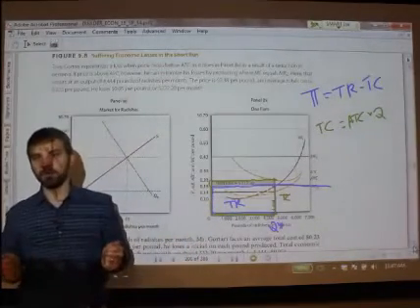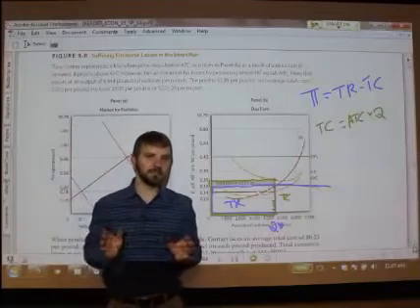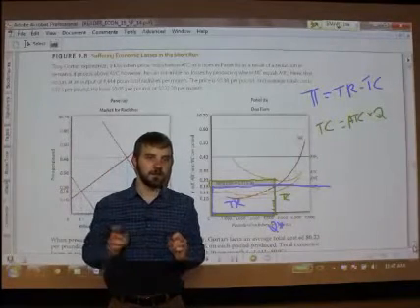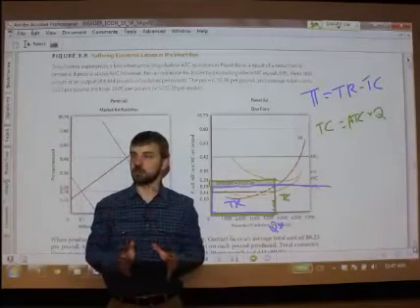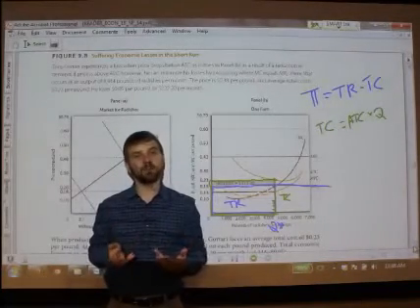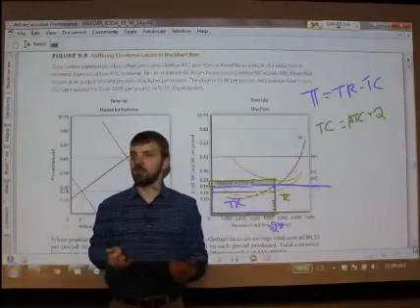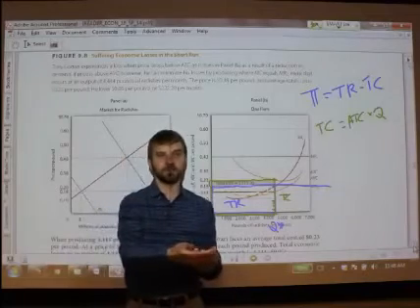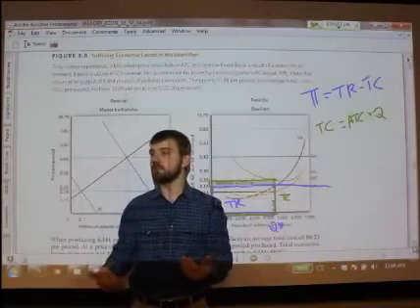So what should the firm do? Should it exit the industry? Here's the problem. This is the short run. It can't exit the industry. It takes time for a firm to exit the industry. They have to put their factory up for sale. And it's going to take time for them to find a buyer.